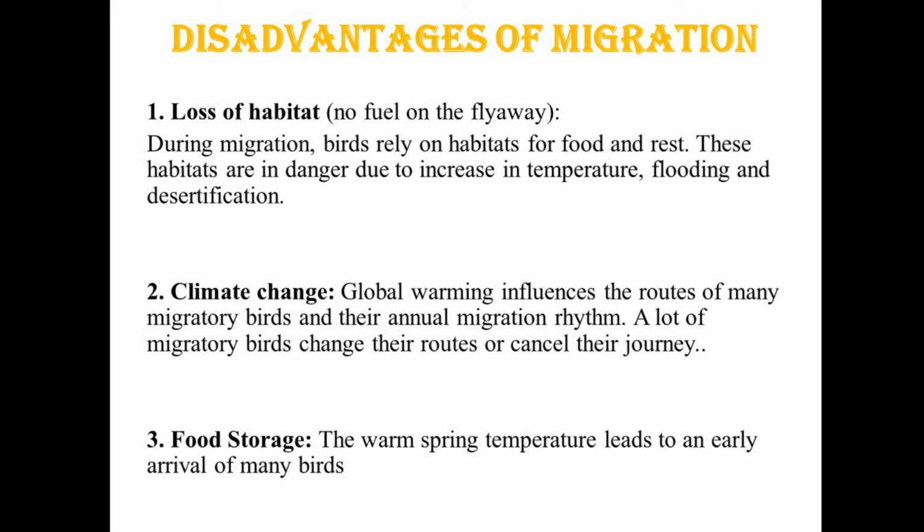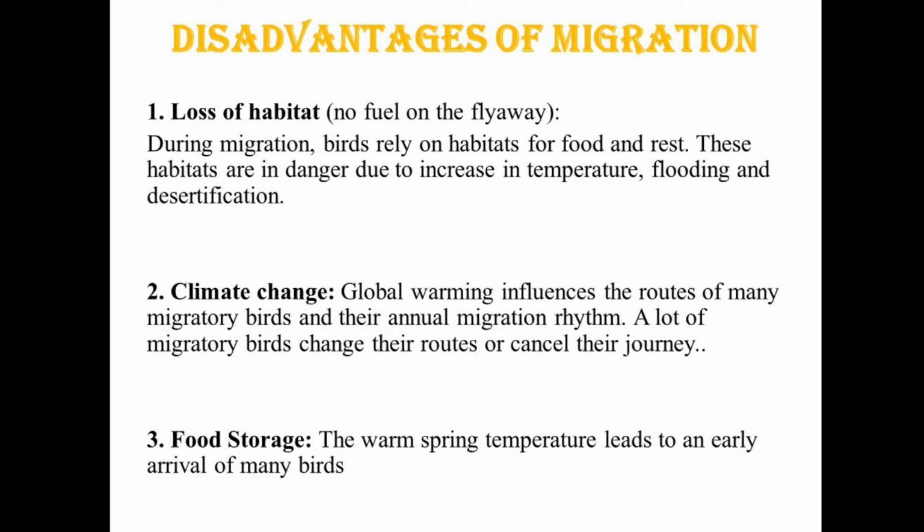The next point is climate change. Global warming influences the routes of many migratory birds and their annual migration rhythm. A lot of migratory birds change their routes or cancel their journey. For example, some small bird species do not winter in Spain or France, but instead prefer to stay in England.